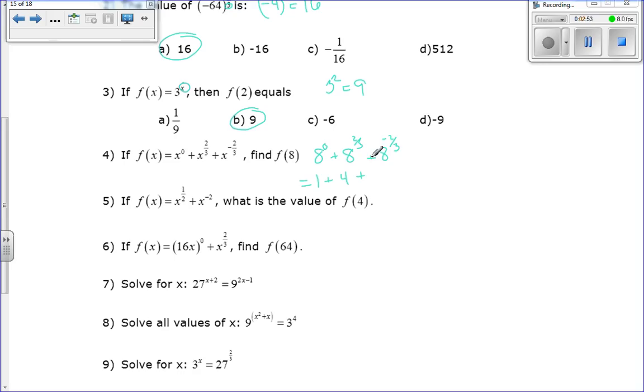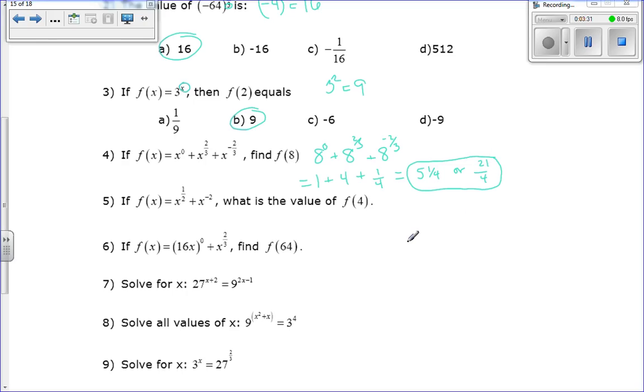plus, I have 8 to the negative 2/3. Well, because it's negative, that simply means I'm just going to put it into the denominator, and since 8 to the 2/3 is 4, 8 to the negative 2/3 is 1/4, and if I add up what I have, 5 and 1/4, or 21 over 4. I would accept either answer. If you're using the calculator or graphing calculator and you turn your answer into a fraction, this is the fraction you would get.